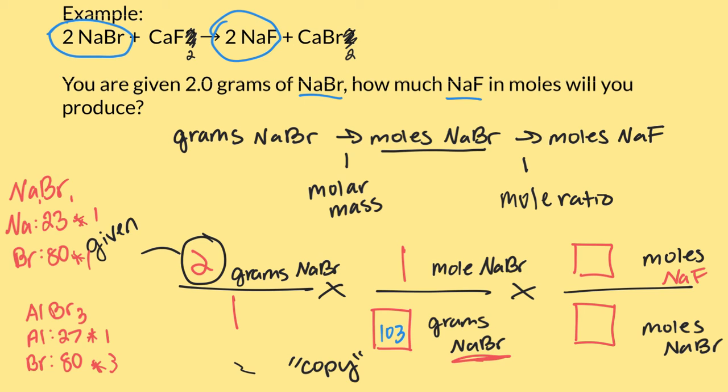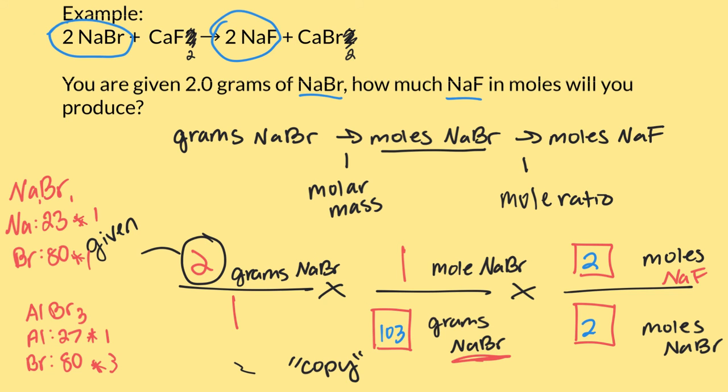Now that we've done molar mass, let's go to mole ratio. Let's look at the coefficient for NaBr. What is that going to be? 2. And then NaF? 2 as well. So then that's all you got to do. Now that you set it up, it's going to be just like that.